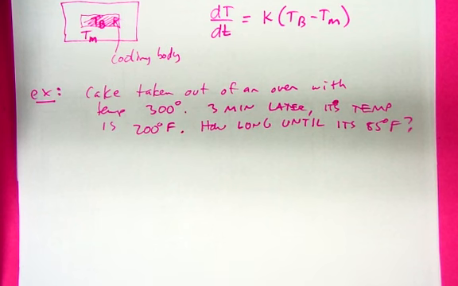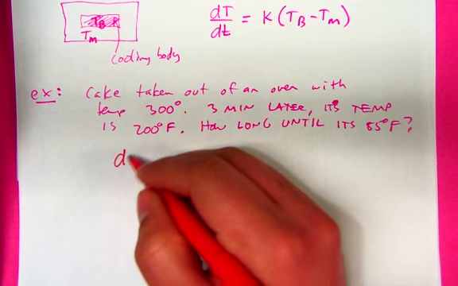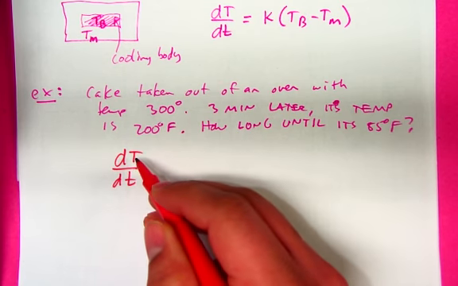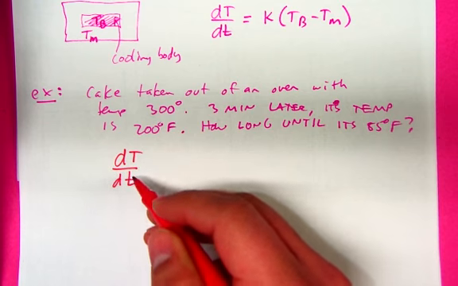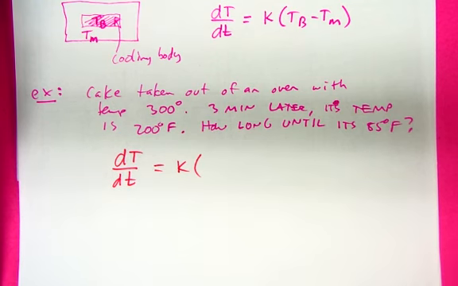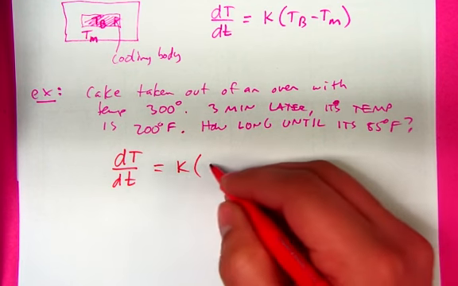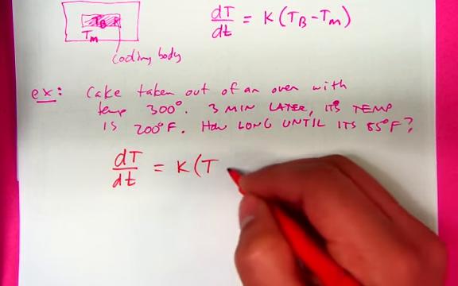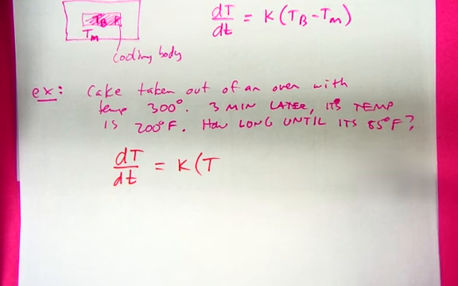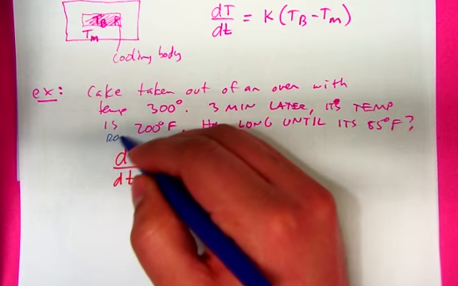So let's write the equation, which would be dT/dt, capital T is the temperature, little t is time, proportional to the temperature of the body. So let's call that T. The temperature of the surrounding medium, I didn't tell you. Let me tell you. Room temperature is 70.